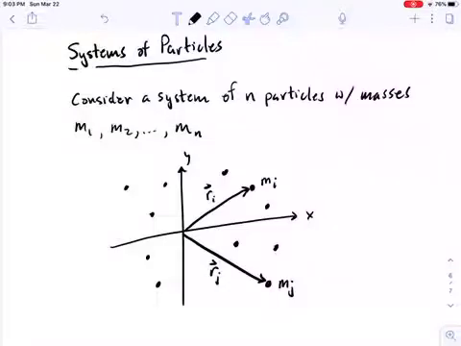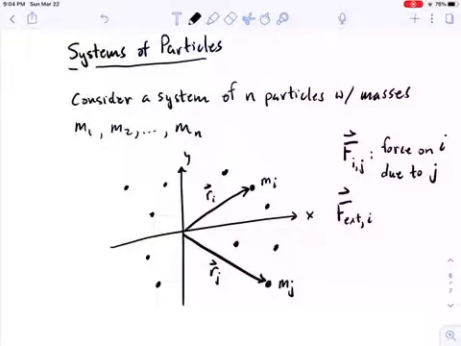Okay, so I'm going to define a notation here where I'm going to say Fij denotes the force on particle i due to particle j. And then we're also going to allow for the possibility that there are some external forces on our particles. So this is a force on i due to an external force, so not due to anything within the system. It has to be from something outside.